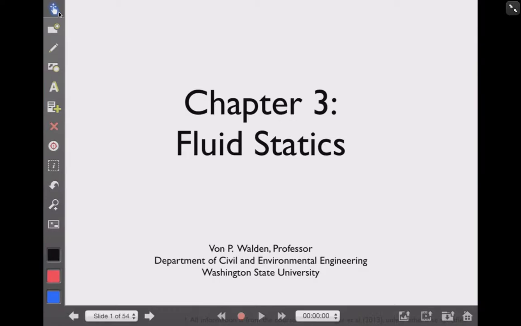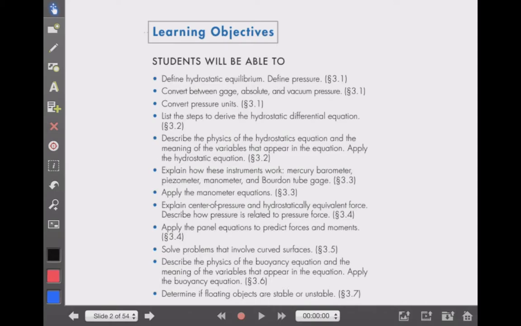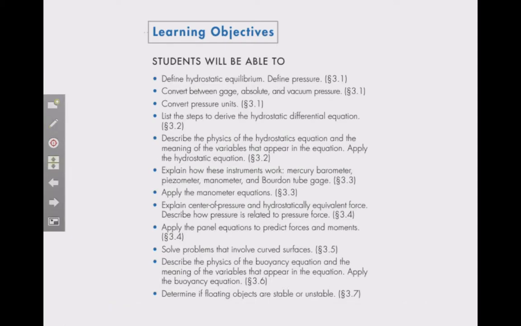Okay, we're back with fluid statics for our final section. In chapter 3, we're going to talk about the stability of objects that are either floating or immersed. So section 3.7 is our final section in this chapter, and then we'll be moving on to chapter 4.